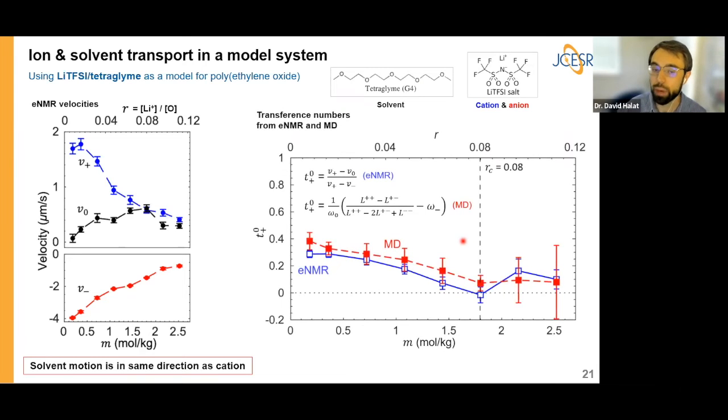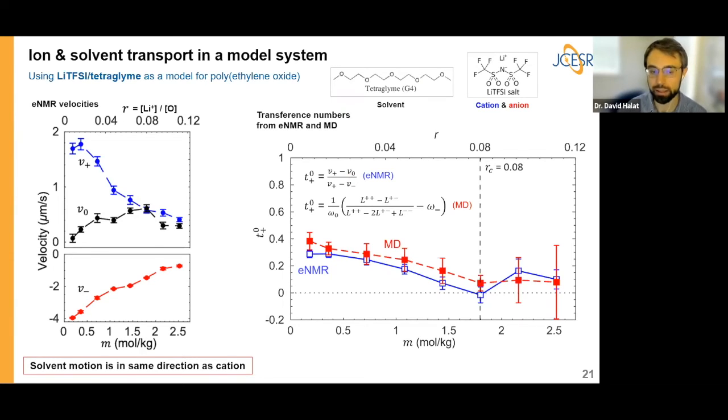So in order to make a comparison to molecular dynamic simulations, we can calculate these transference numbers from both experimental and computational data. And using eNMR, we can calculate transference numbers directly from all 3 species velocities as shown by this top equation. We need all these velocities, including the solvent velocity, which is not something that's usually considered or directly measured, but with eNMR, we can actually start to get some insight into.